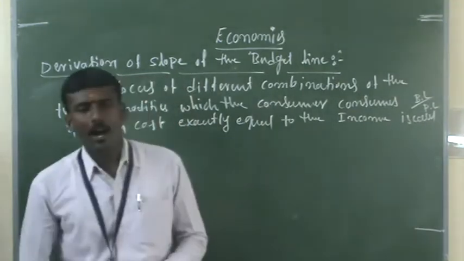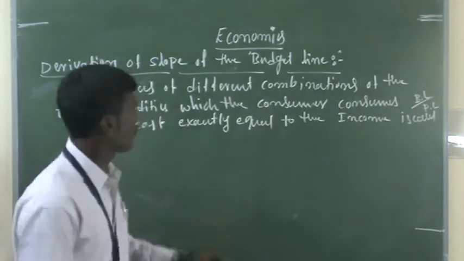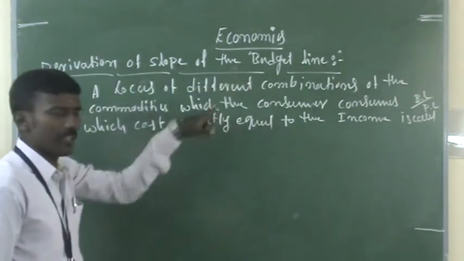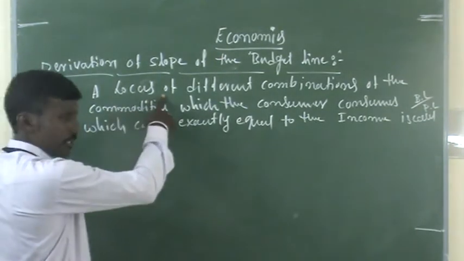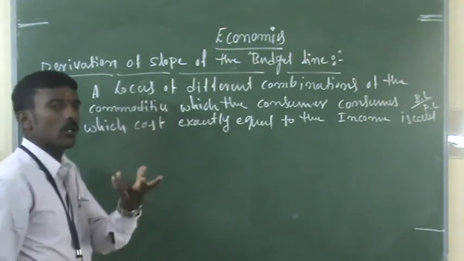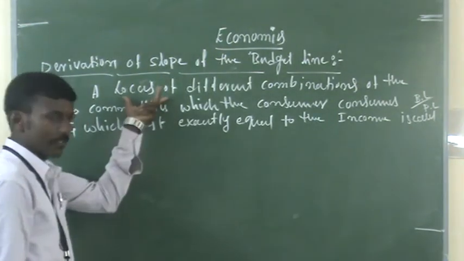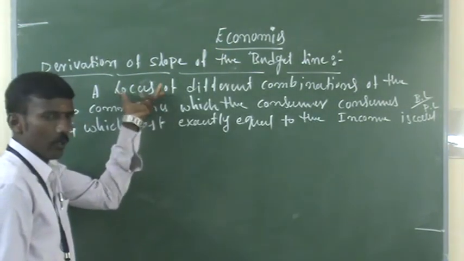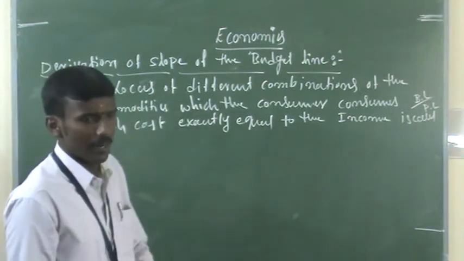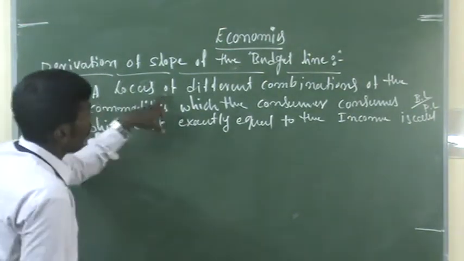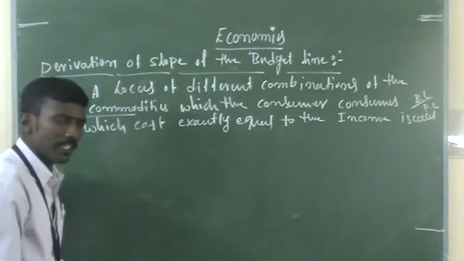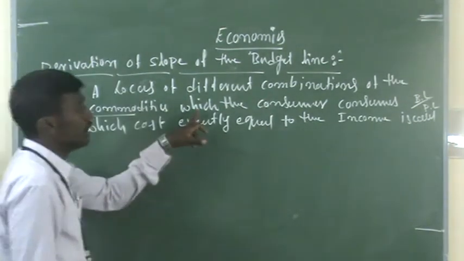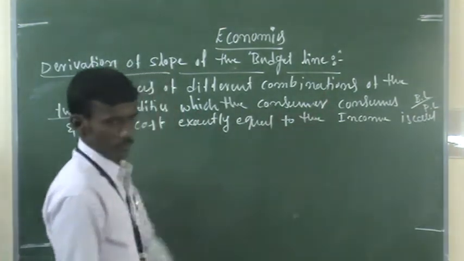How did we study in the last hour? What is the meaning of the budget line? Once again, I repeat the meaning of budget line. A locus means a group, a set. See, a locus of different combinations of two goods or two commodities or two products which the consumer consumes.